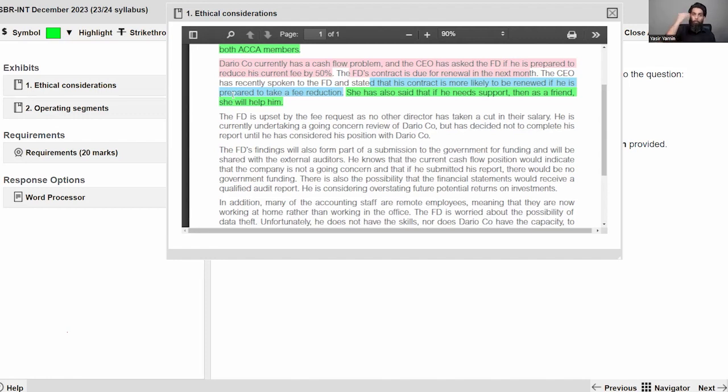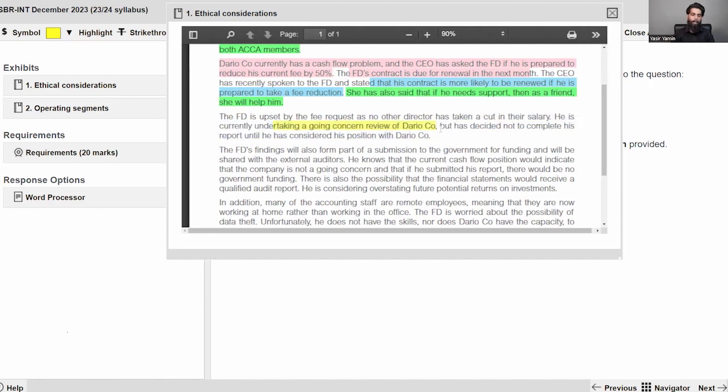So if you read the question slowly, how many points do you get in your mind? Yeah. It says the finance director is upset. Why wouldn't he be? The finance director is upset by the fee request as no other director has taken a cut in their salary. Maybe because nobody is earning as much as the finance director is. He is currently undertaking a going concern review of Dario company. Just imagine, you are already in troubled waters, there is an intimidation threat by the other person, and you are reviewing the going concern status of the entity because the entity is running under a severe cash flow problem, but has decided not to complete his report until he has considered his position with Dario company. Do you find any problems here?